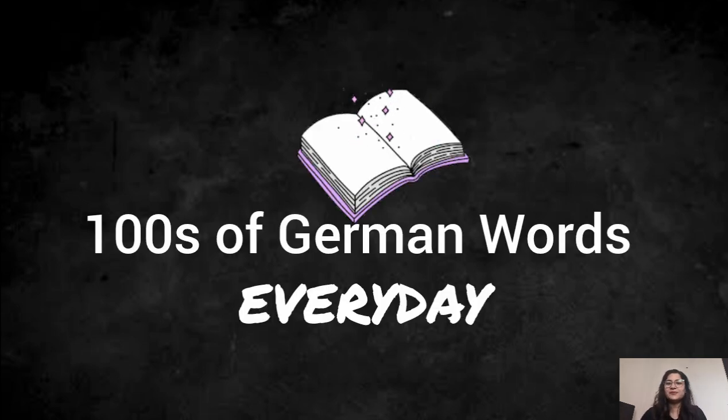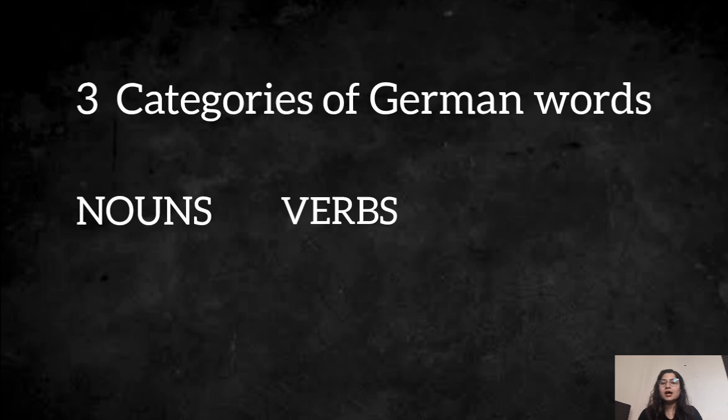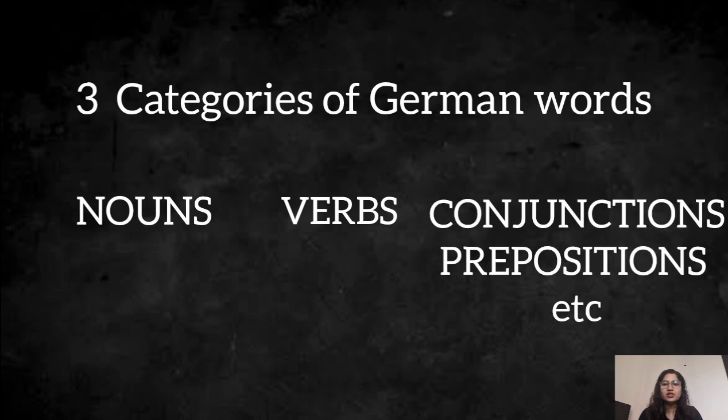Los geht's! Now, we are going to start by first dividing our German vocabulary into three categories. The first category of words is going to be nouns. Second is verbs. And third are your prepositions, conjunctions, and all the other grammar structure related words.